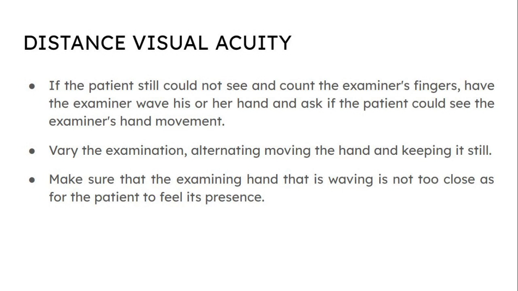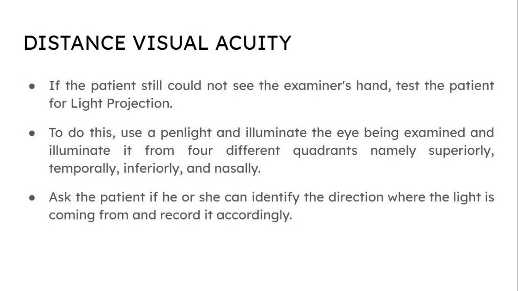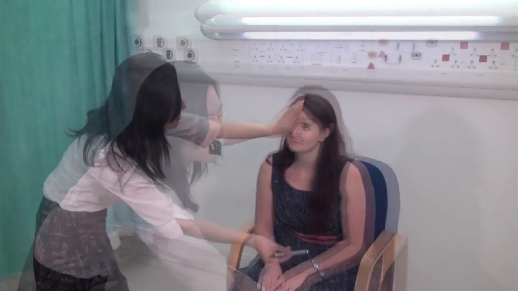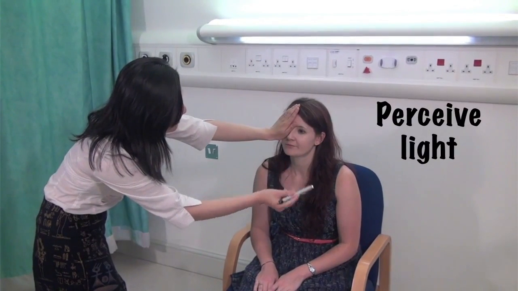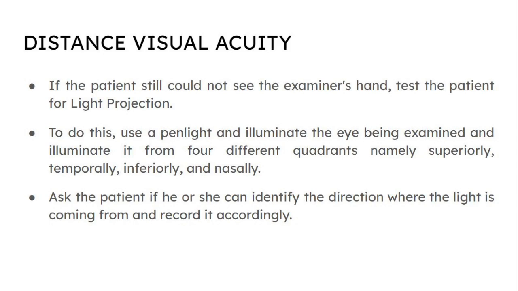Vary the examination, alternating moving the hand and keeping it still. Make sure that the examining hand that is waving is not too close as for the patient to feel its presence. If the patient still could not see the examiner's hand, test the patient for light projection. To do this, use a pen light and illuminate the eye being examined from 4 different quadrants, namely superiorly, temporally, inferiorly, and nasally.